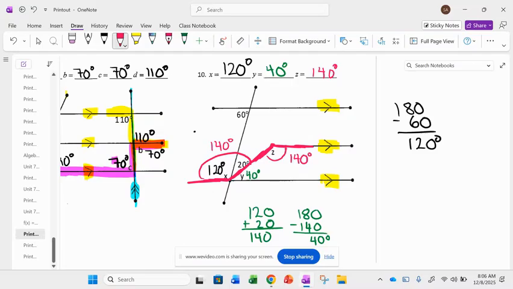Another way we could have done this, because the stretched out Z was not the best or the easiest, I also could see the C here. Do you guys see the C? And then the angles in the C have to be supplements, have to add up to 180. So if Y is 40, then Z has to be 140 to add up to that 180. So both ways would work.